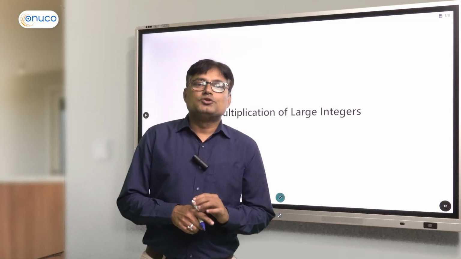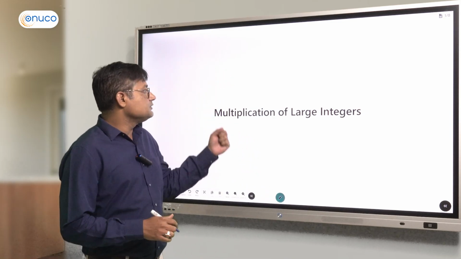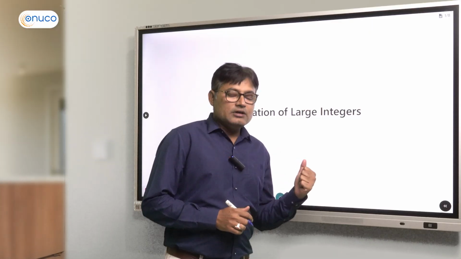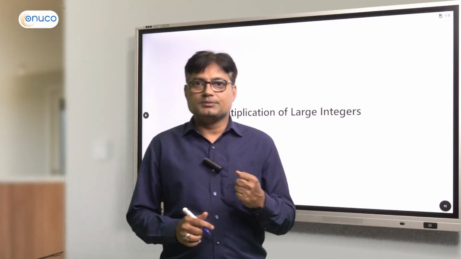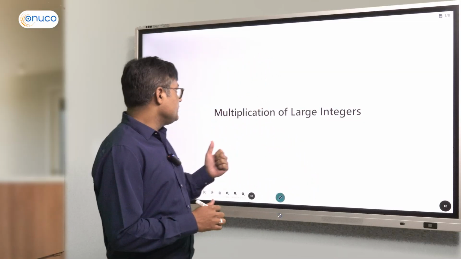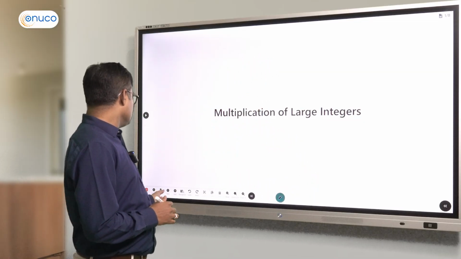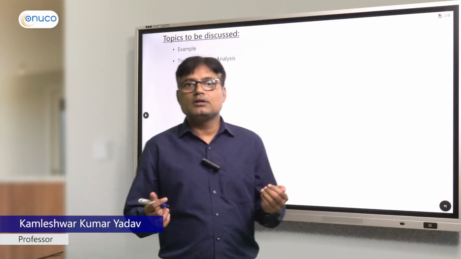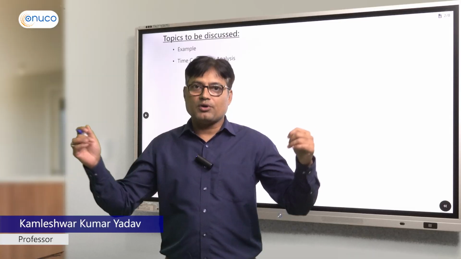Hi friends, today we are going to discuss multiplication of large integers, and for this we are going to use the divide and conquer strategy. As we have studied the basic concepts of divide and conquer, how do we perform divide and conquer? By dividing the problem into sub-problems.